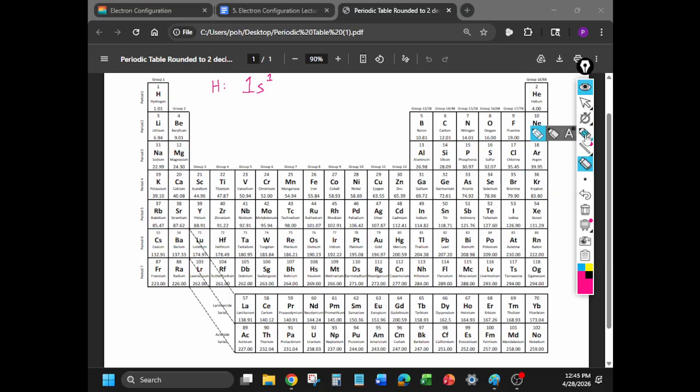Let's go on to the next element, which is helium. What row is helium in? Row 1, so it has an electron in the first shell. Helium, we said, is the exception. It's also in the s subshell, so it's 1s as well. But helium is box number 2, so its electron configuration is 1s2. That communicates that it has 2 electrons in the 1s subshell.